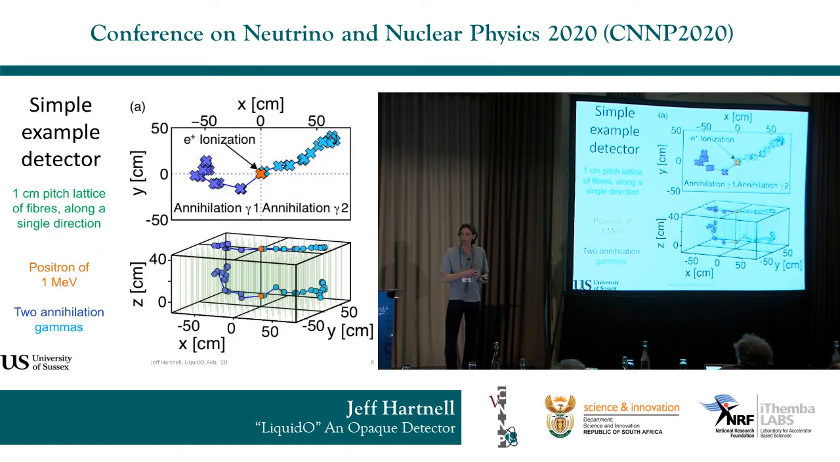Here's a simple example detector. It's a 1 centimeter pitch lattice of fibers running along a single direction, so they're all running vertically. All these green lines, those are the fibers. And then the orange dot represents a 1 MeV positron. That positron only travels about a millimeter before it loses its energy. Then it annihilates, and you get the two back-to-back gammas, which Compton scatter. Each point represents a Compton electron, and so you've got this spatial pattern of energy depositions. Then if you project that onto a plane, you get a pattern that looks like that.